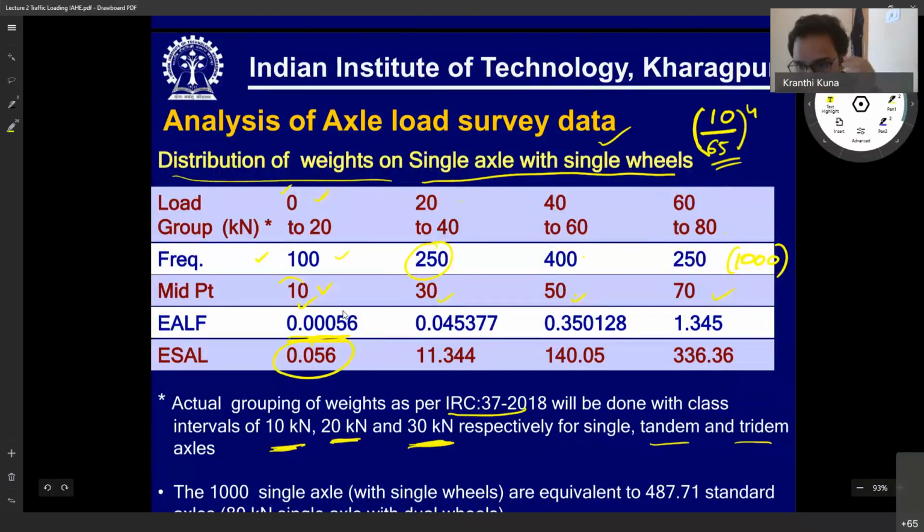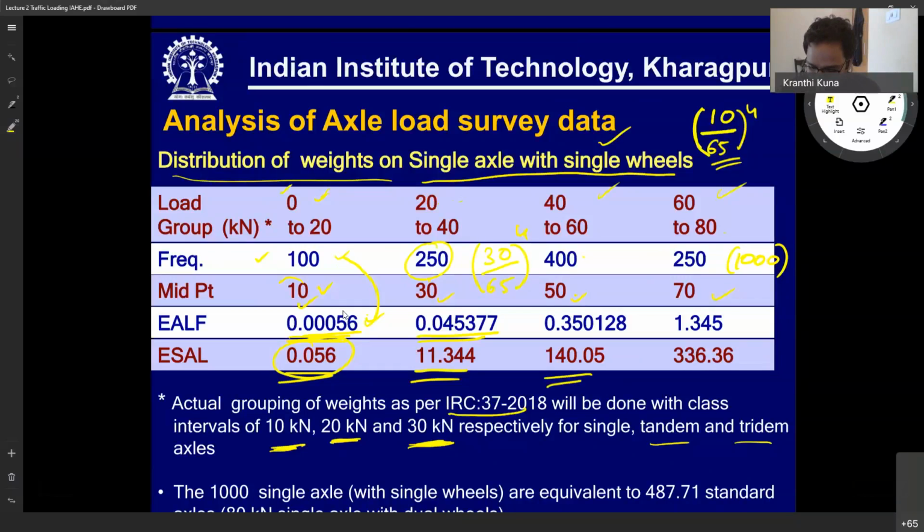You can parallelly work on whether these values are correct or not. You can check. Okay. If you do this one, you will get 0.0056, and if you multiply this with 100, you get 0.56. Okay. Similarly, if you divide 30 by 65 whole power 4, you get 0.045. If you multiply this with 250, you will get 11.344. Similarly, for this load group, this load group.